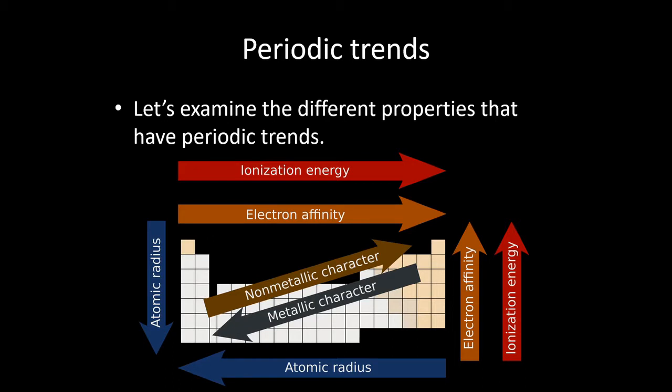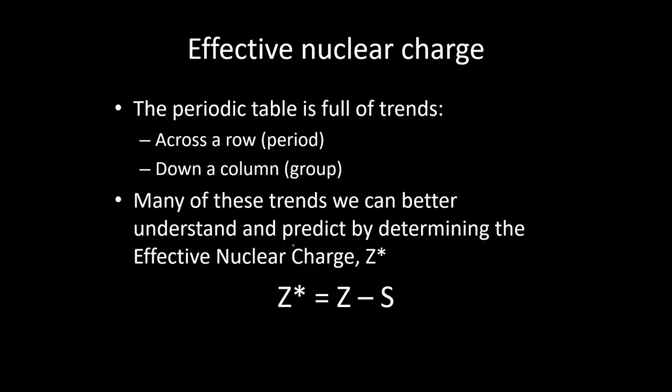So we're going to look at, I believe, 4 different properties, 4 different things that will change from one side of the periodic table to the other and up and down the table. So we're going to look at ionization energy, electron affinity, metallic character, atomic radius, and then electronegativity as well. So I guess 5 different things that are going to vary across the periodic table.